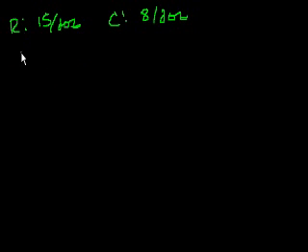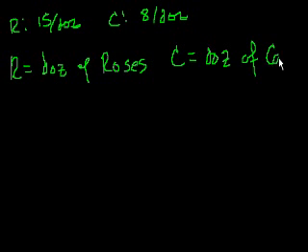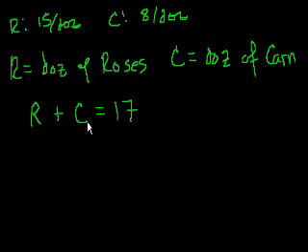All right, so let's set some variables. Let r equal dozens of roses. I hope you can read my handwriting. And let c equal dozens of carnations. They say that she bought a total of 17 dozen flowers. So the dozens of roses plus the dozens of carnations she bought must be equal to 17, because she bought a total of 17 dozens.